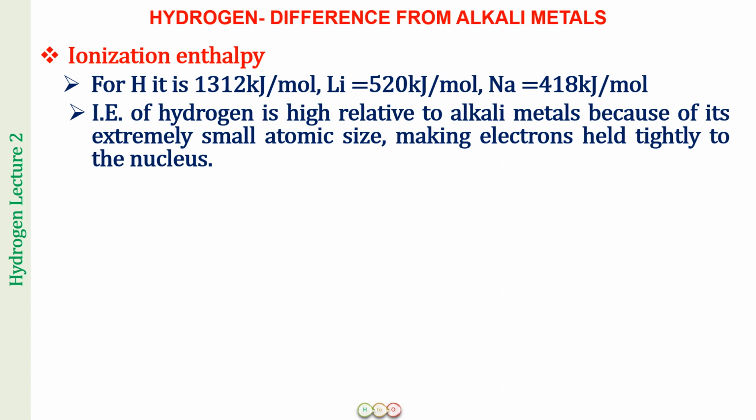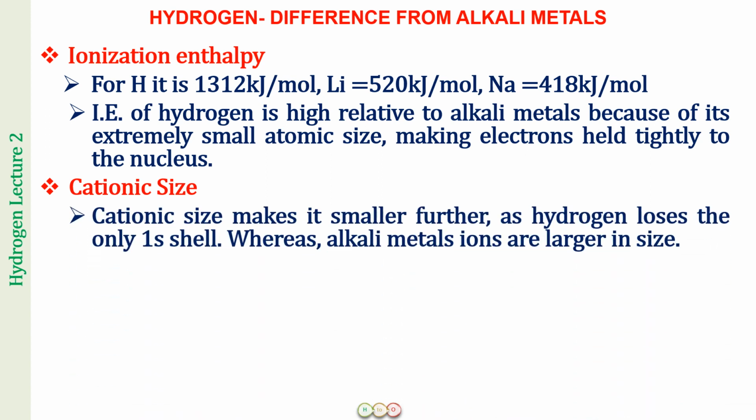Now the next point of difference is the size of the cation. When hydrogen loses one electron, it forms H positive. Similarly, lithium will form Li positive, sodium will form Na positive. So what we see is that the size of the H positive ion is going to be much smaller than the size of the cations of the alkali metals.